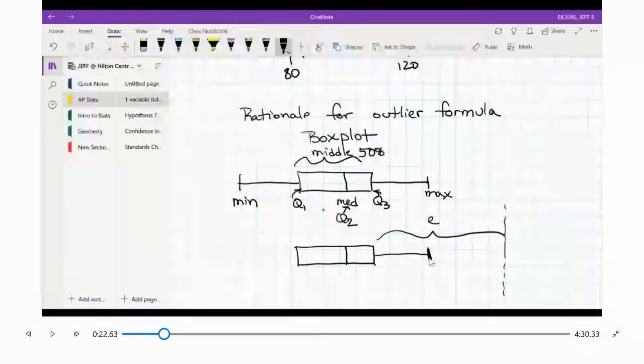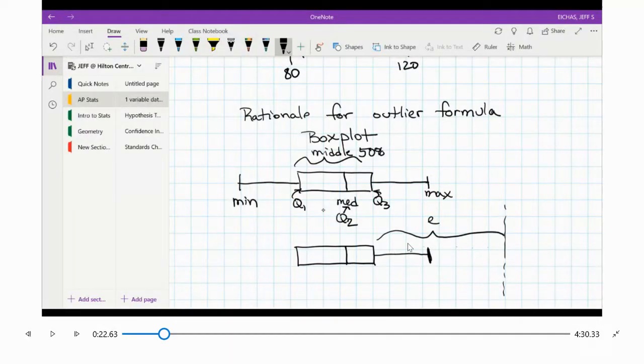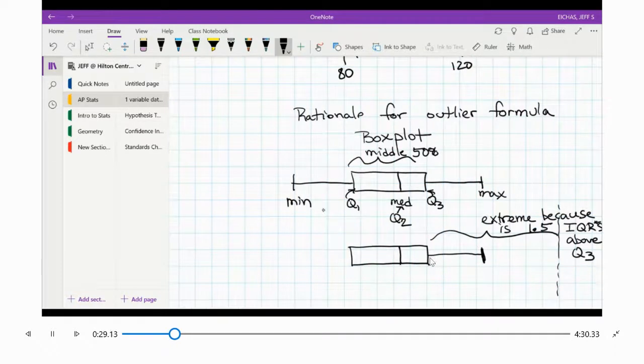So every piece of data in this distribution is going to be considered fitting the rest of the data. There's no extreme values. Okay, so that's how we would set our boundary right here: 1.5 IQRs above the third quartile. Now we'll do that same thing to the left side.